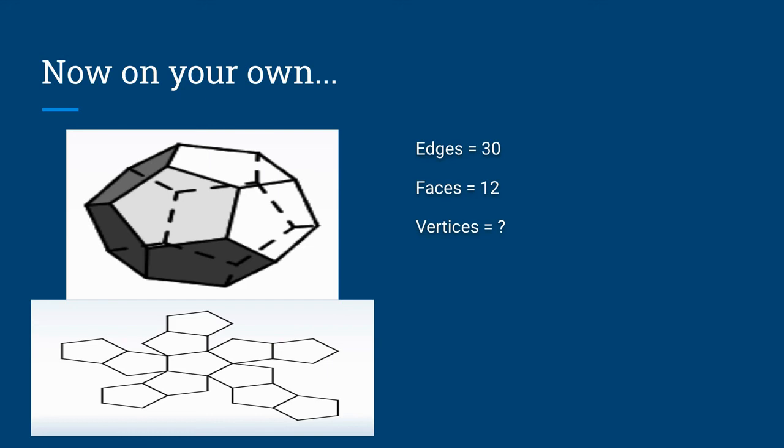Now on your own practice. In this shape, there are 30 edges and 12 faces. You have to calculate the vertices. You can pause here and come back when you're done. Now after you finish that, you'd figure out that there are 20 vertices using Euler's formula, because after plugging in the 12 faces plus the vertices minus 30 edges, and then solving for v, you'd get 20.